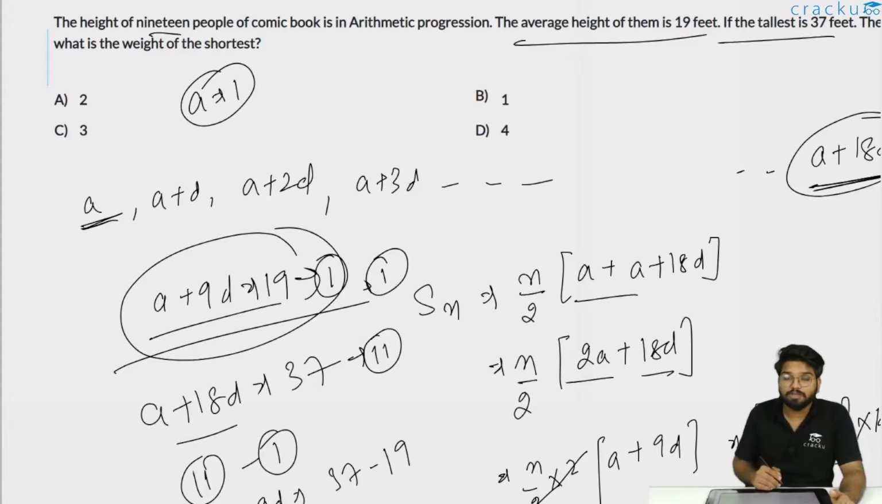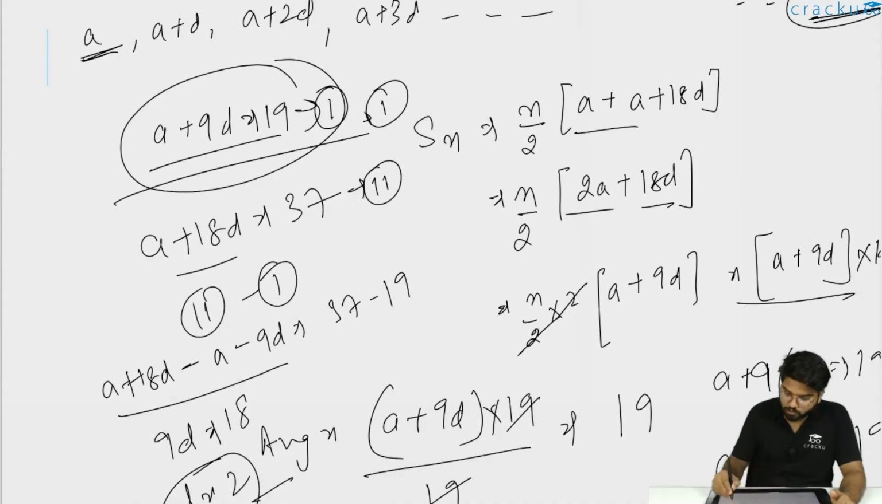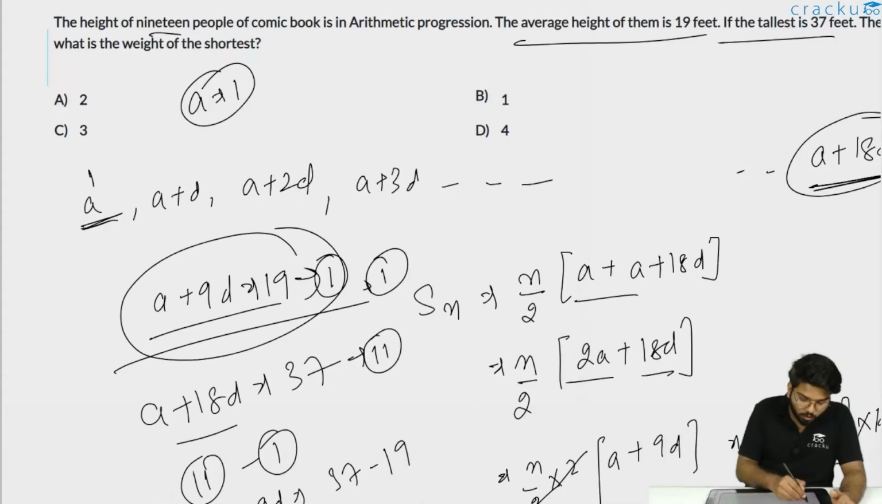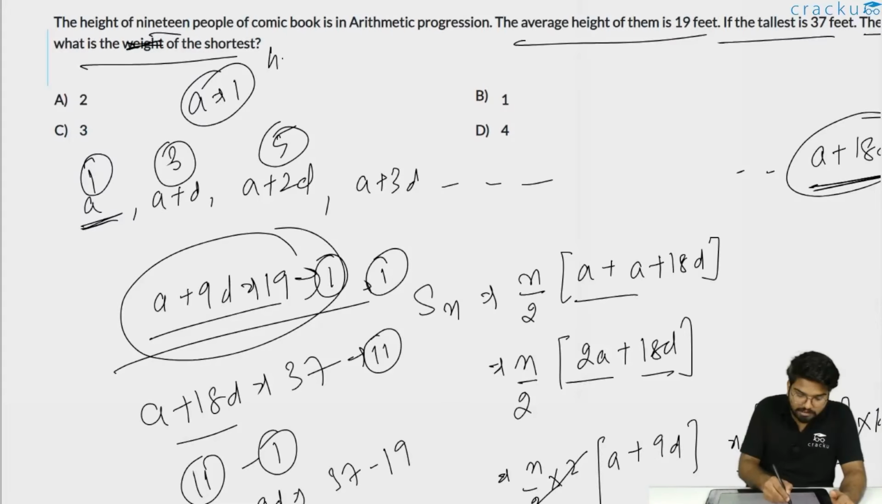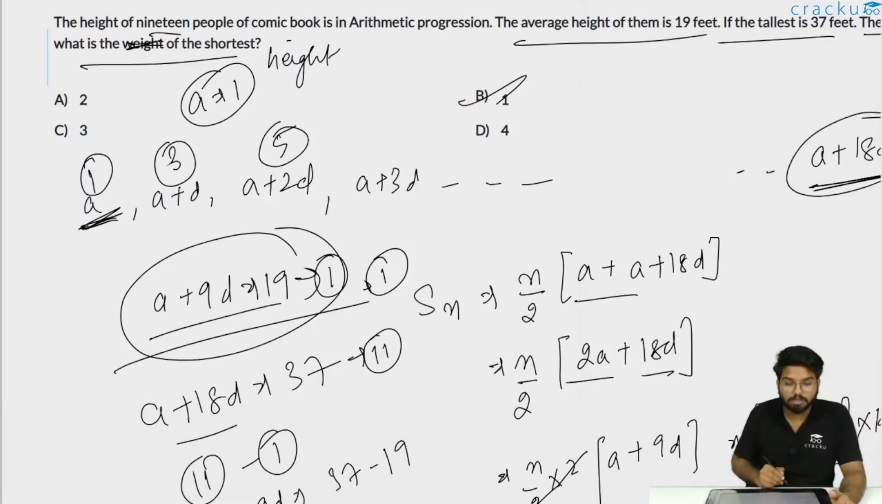It is increasing with the common difference of 2, that is D is equal to 2. So the height of the first person is 1, the height of the second person is 3, the height of the third person is 5, and so on. What is the height of the shortest person? The height of the shortest person, we have found, has to be 1.